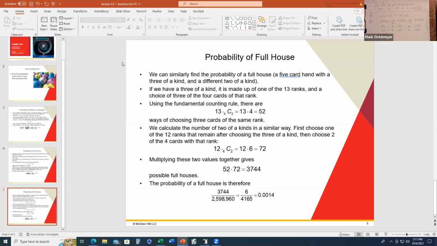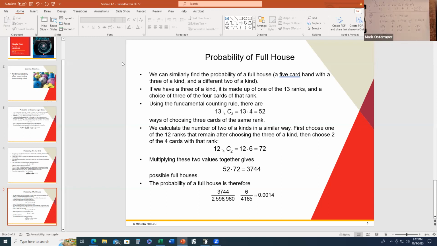Okay. So once we select 3 of a kind, that basically eliminates one of the ranks, and then we only have 12 ranks left to choose two of a kind. But how many ways can we choose two of a kind from 4 different cards of a particular rank? That'd be 4 in combination with 2. So there's 12 ranks to choose from after we choose 3 of a kind from one rank and keep that rank out, times the number of ways of choosing 2 of a kind from another rank, which is 4 in combination with 2. So that's going to be 12 times 6, which is 72.